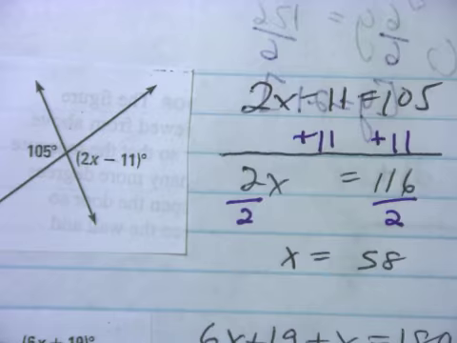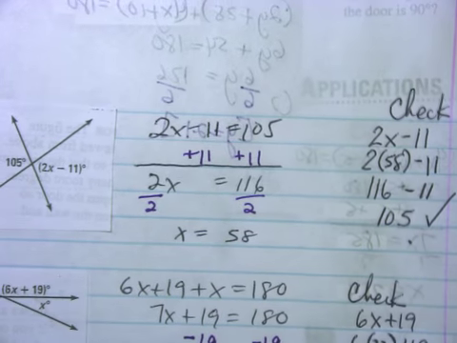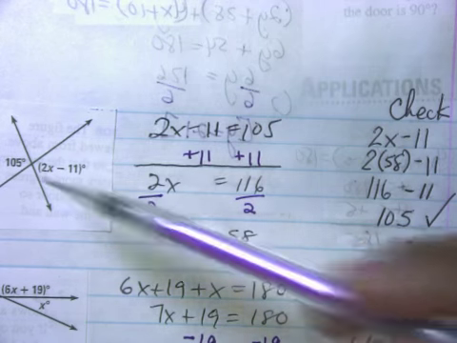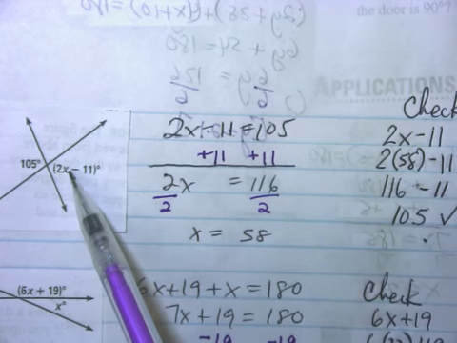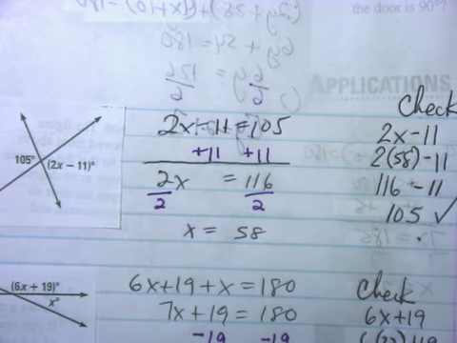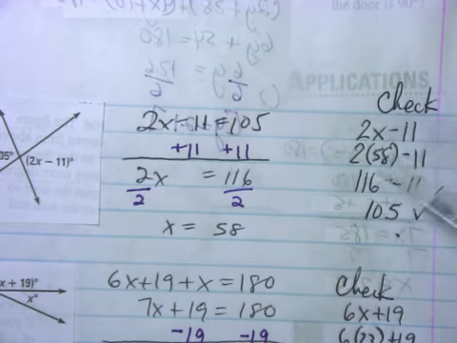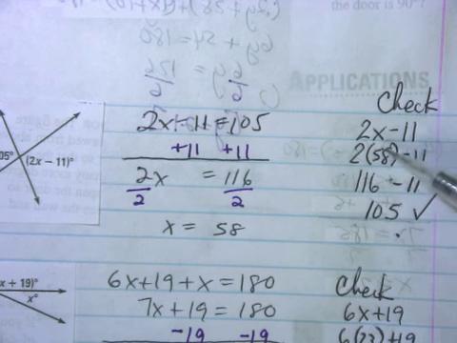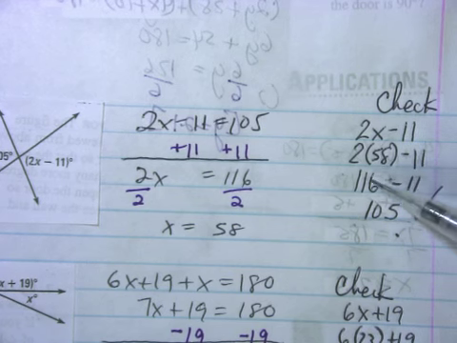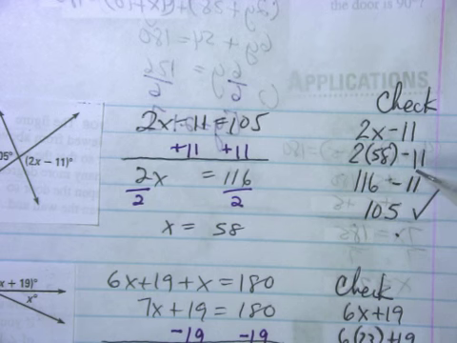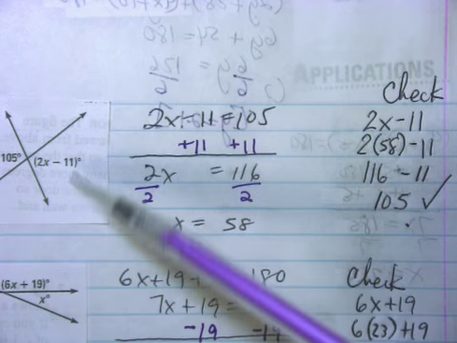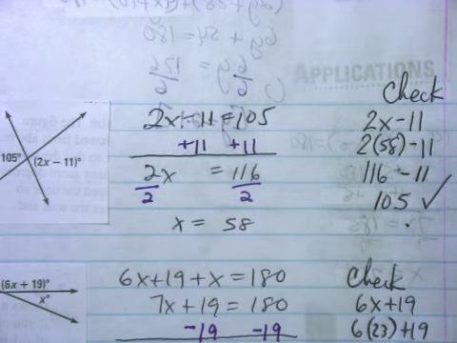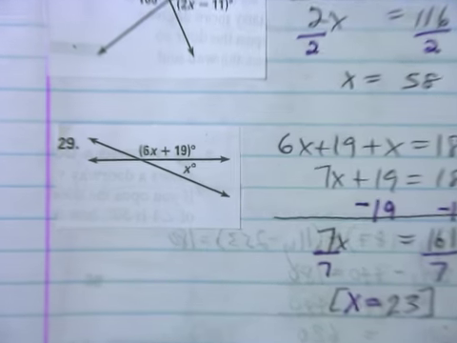And if I want to check my answer, well then all I would have to do is just take the x and plug it back into this angle here. I know that vertical angles are congruent and this should be equal. So if I put 58 in here, this whole angle here should equal 105. And if you look here, that's what I did. I said that here's my angle, 2x minus 11. I plugged in the 58. 2 times 58 is 116. 116 minus 11 comes out to be 105, which is exactly what the other angle is across from here, so it checks out. So not only did I find x, but I was also able to find this angle and check the answer. Let's look at question number 29.